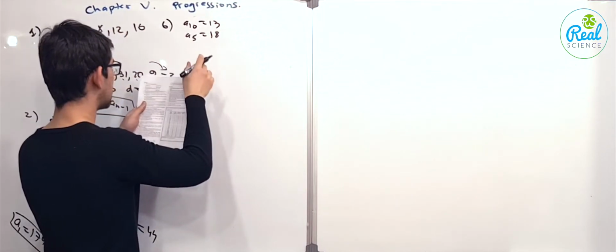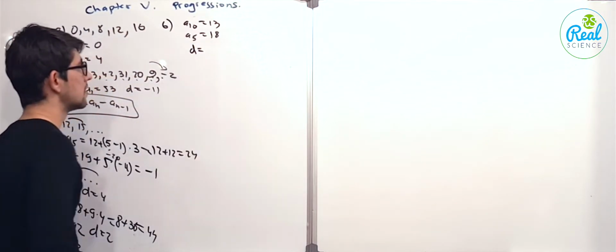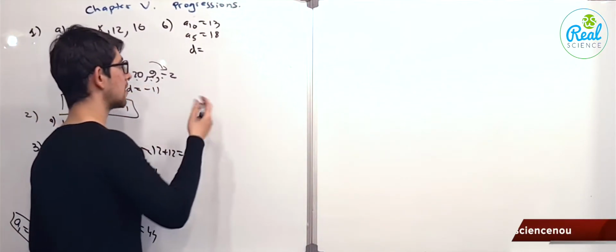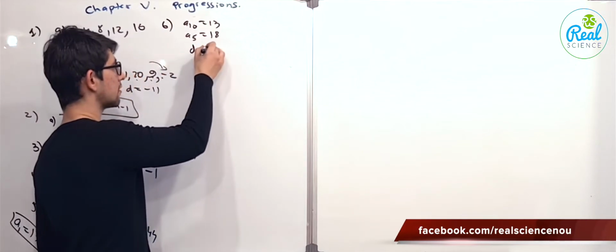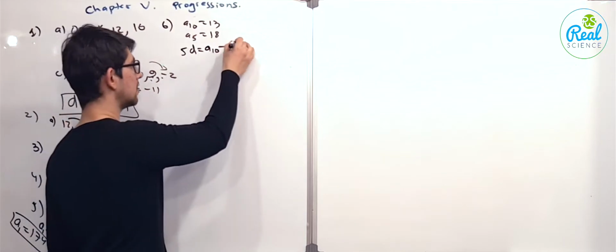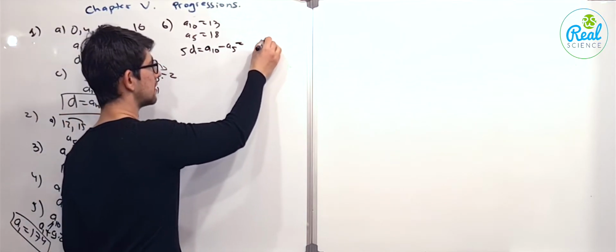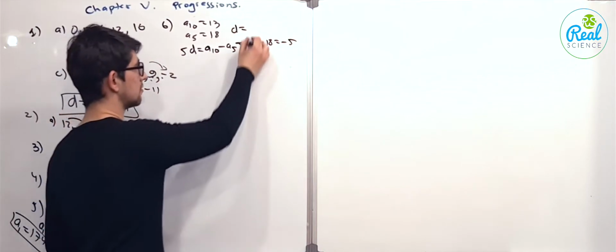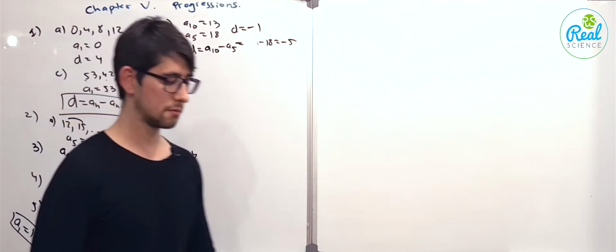And given the arithmetic progression, find its common difference. You have to find d. 10th term, 5th term. You can expand the 10th term in terms of the 5th term, or you can say A10 minus A5 equals 5 times d. And it will be equal to 13 minus 18, over 5. What is your d? Minus 1. Yes, obviously. What is your first term?